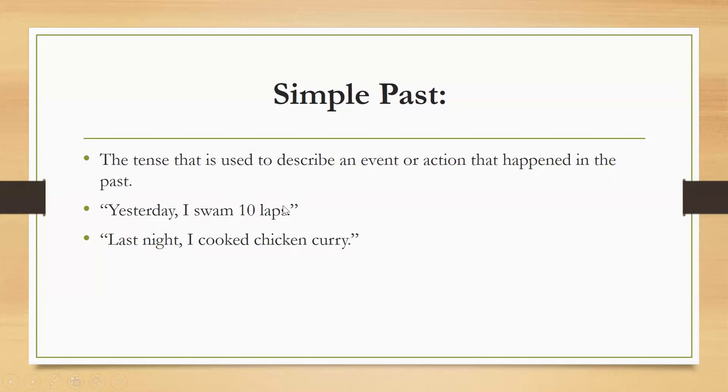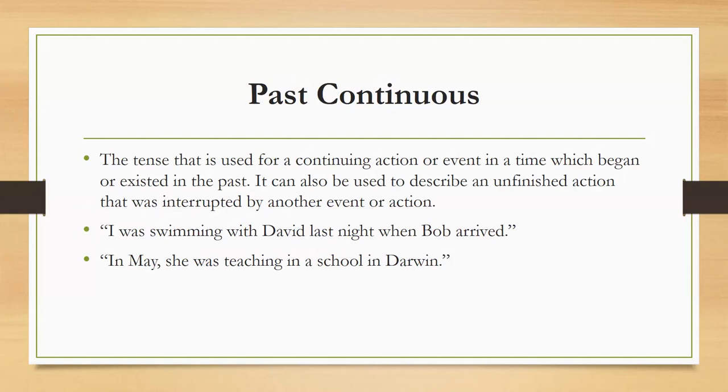Now let's look at past continuous. The tense that is used for a continuing action or event in a time which began or existed in the past. It can also be used to describe an unfinished action that was interrupted by another event or action. So let's look at some examples.